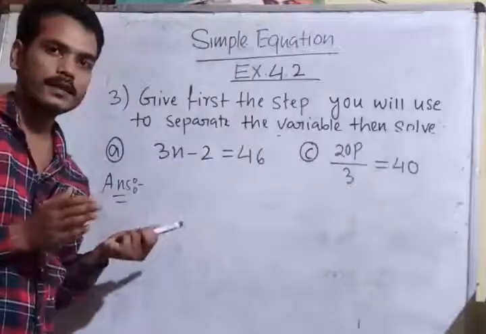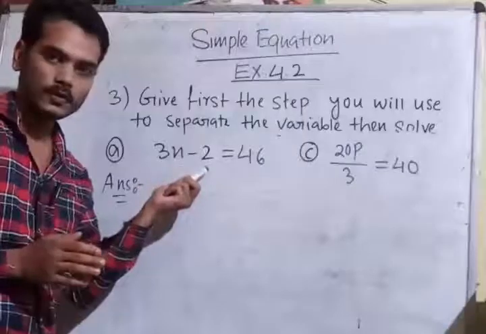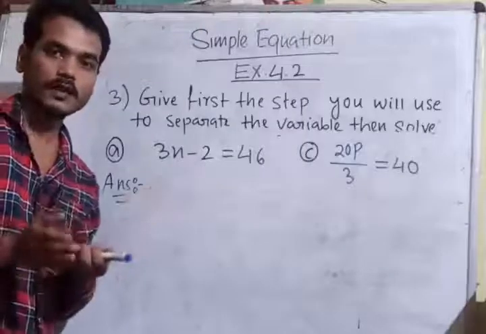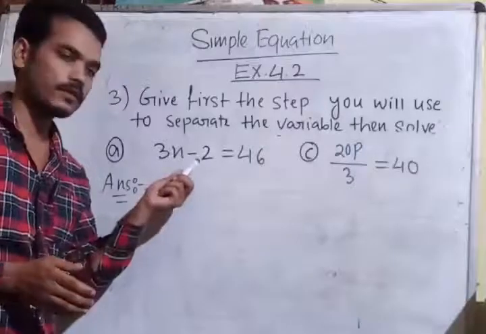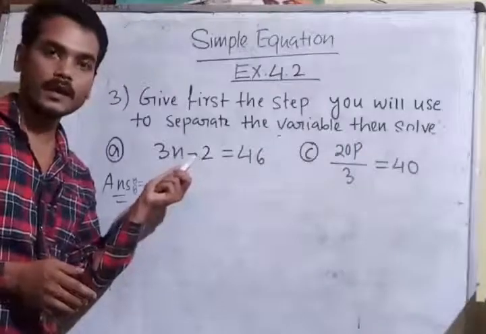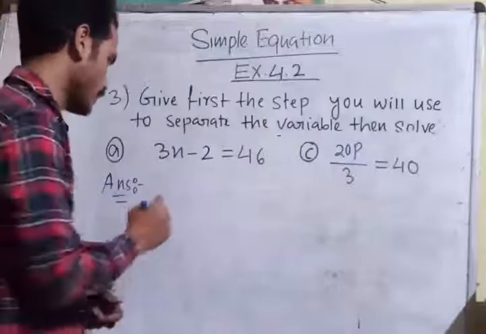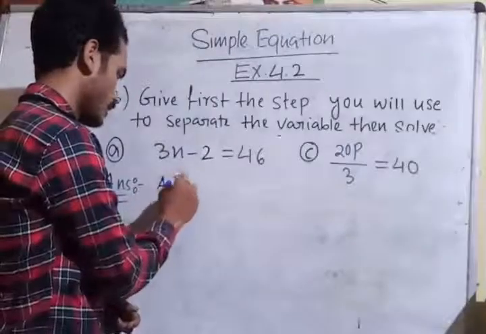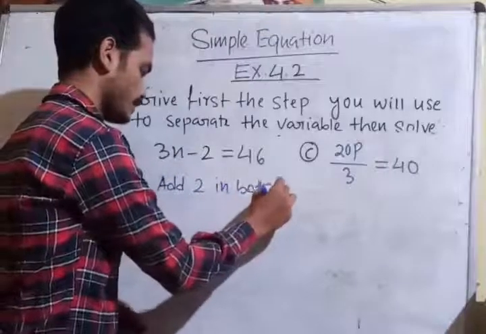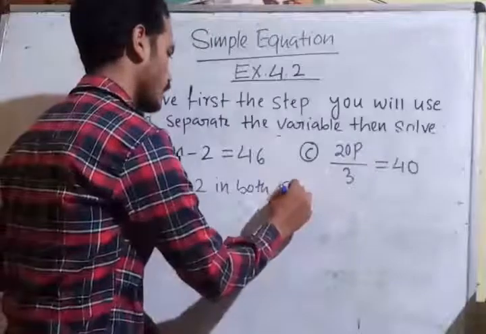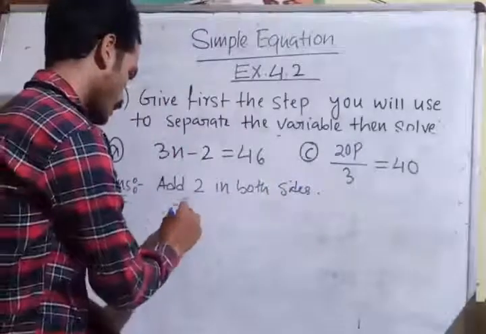Here two things are given. One is multiplied form, then one is minus also given. So always you have to do the plus minus first, then you will come to the multiplication and division. So first of all you have to remove this minus 2 from the left hand side. To remove this minus 2, what you will do? You will add 2 in both the sides.